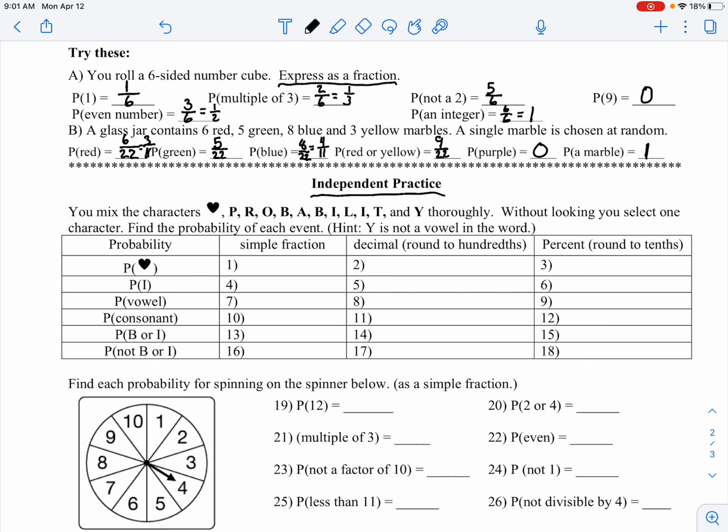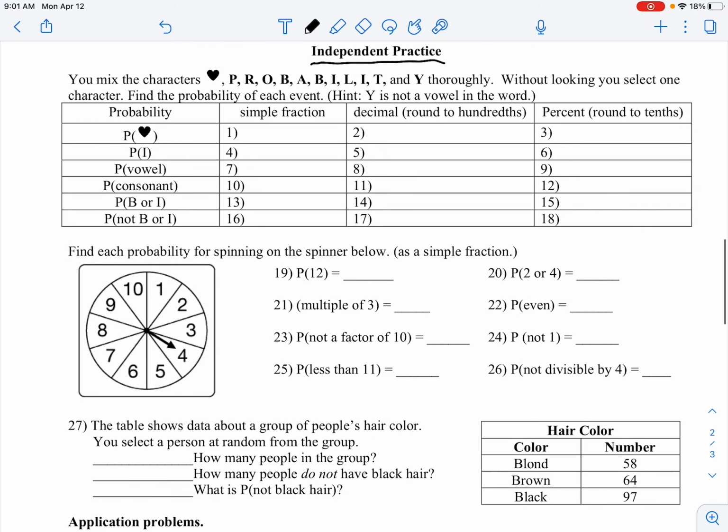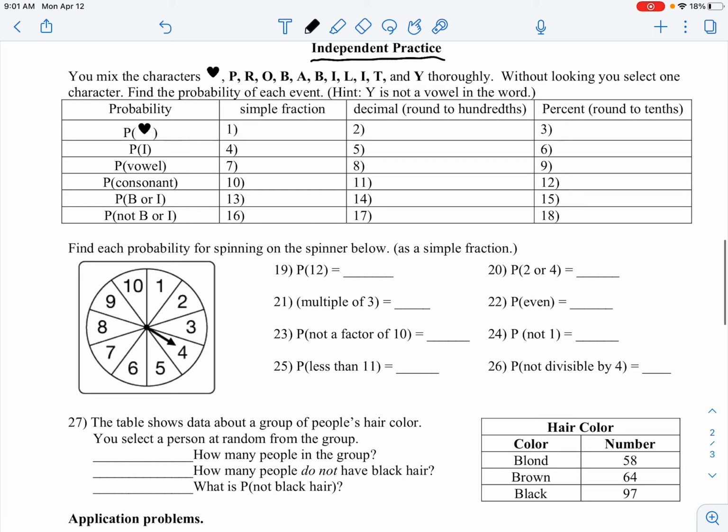All right, so our independent practice here starts below the try these, where it's obviously labeled independent practice. So go ahead and give these a try. When you are finished, as always, take your photo, submit to Canvas, and I will get that graded. If you run into any issues, feel free, as always, to send me an email, send me a message on Canvas, and I will reply to you as quickly as I can.